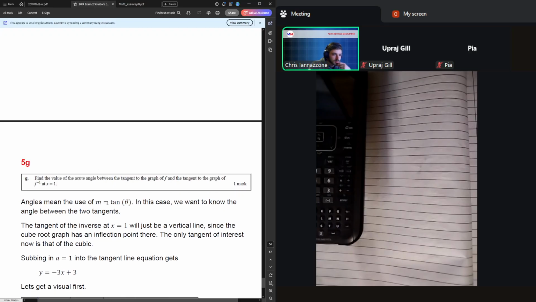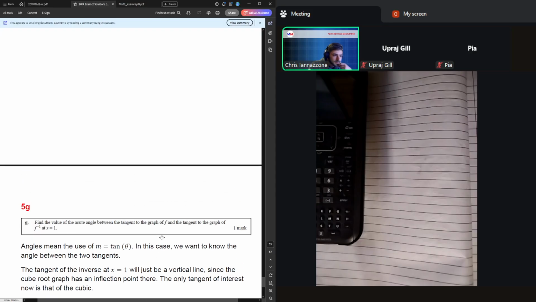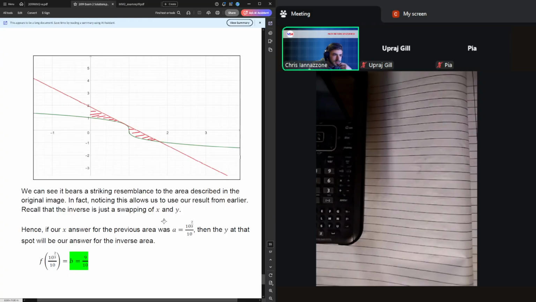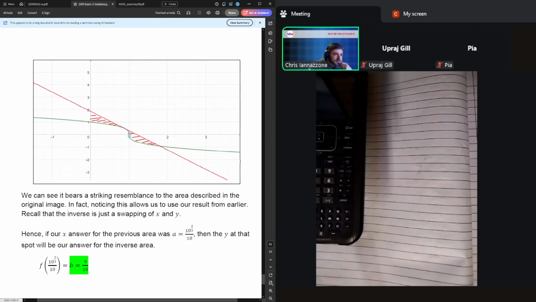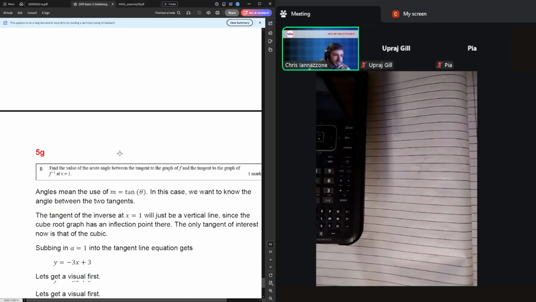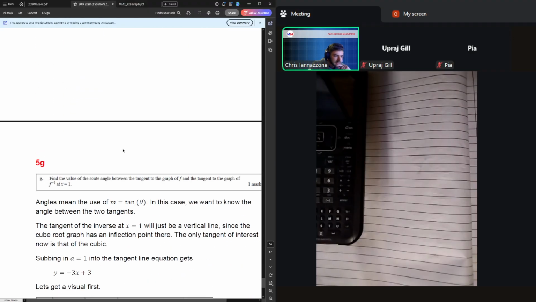So if you were to grab both of those tangents, the tangent to f is going to come out as negative 3x plus 3 if you shove in your a equals 1. And the tangent of the inverse will actually just end up being a vertical line. Because if you take it at x equals 1, what you might notice if you had already solved the inverse, or if you've seen the graph of it, there's actually an inflection point there. And it becomes instantaneously vertical at that spot. And so for that reason, you end up with just x equals 1 as the second tangent line.